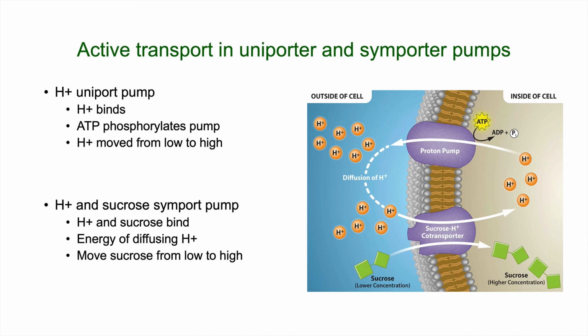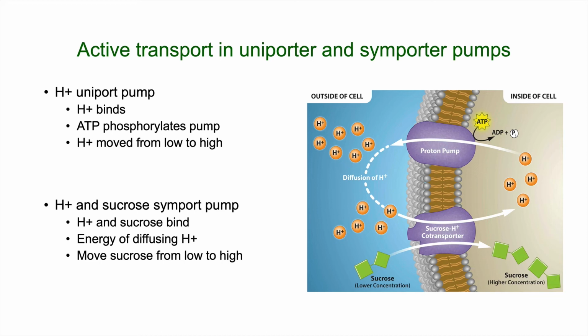For examples of uniporter and symporter pumps, we'll go back to our diagram that we saw before. In the proton pump, this pump is acting as a uniport. And what's happening is hydrogen ions are binding, and then ATP comes along and binds and gives up a phosphate to the pump, and adding the phosphate to the protein changes its shape, allows it to push those protons, those H pluses, from where there's very few of them out to where there's many of them, against the concentration gradient, from low concentration to high concentration.